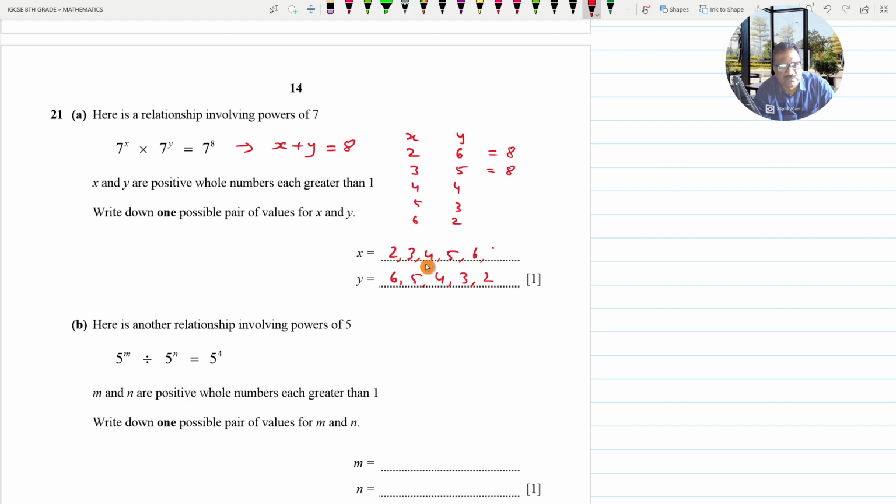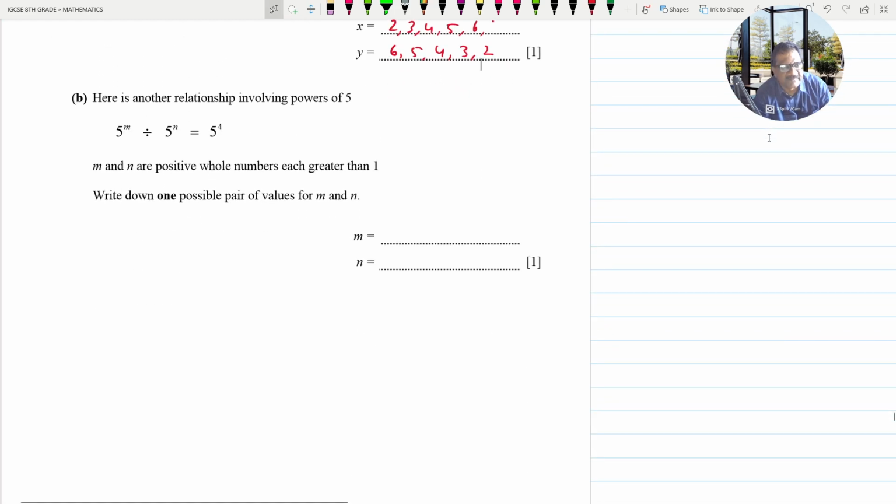Okay. So x is 2, 3, 4, 5, and 6, and y will be 6, 5, 4, 3, and 2, in the reverse order. So these are your answers. Okay. So either you can write the answer in this way, or you can write in this way. Okay. Now, next question. A is done.